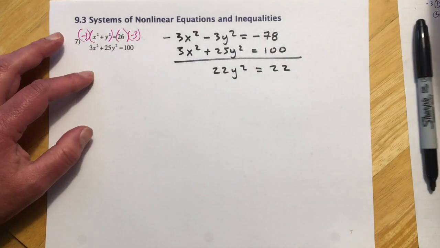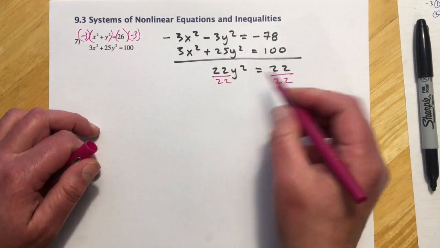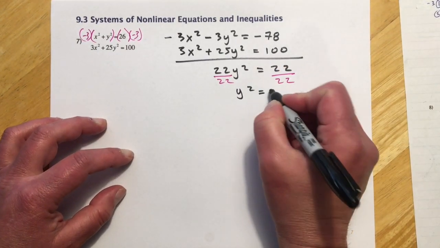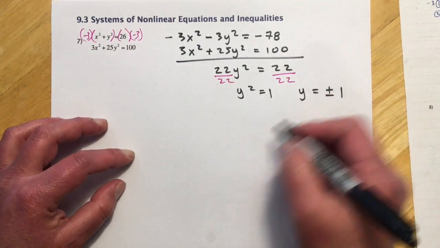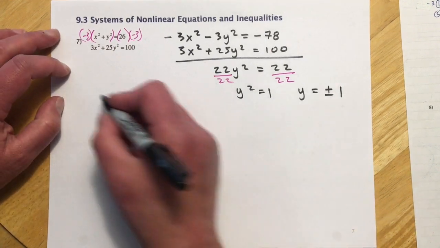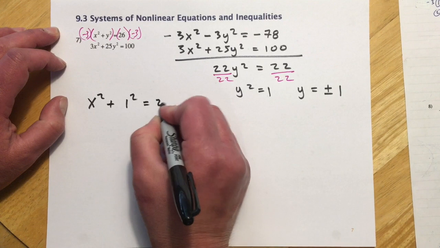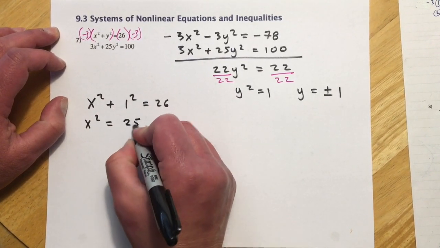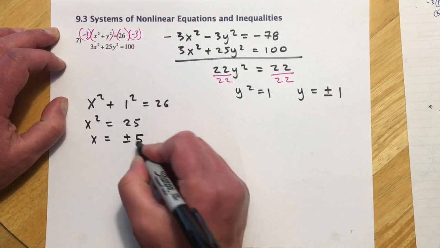That's always a good sign. I'll divide the 22 on both sides. And I get y squared equals 1. So that means y equals plus or minus 1. Be careful not to lose one of the solutions. And then I'm just going to put that into this easier equation. So x squared plus 1 squared equals 26. Move the 1 over. X squared equals 25. So then x equals plus or minus 5.